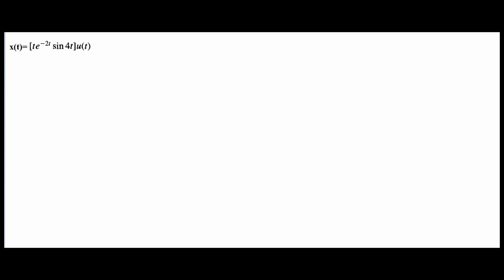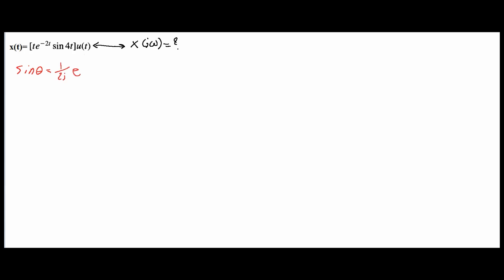In this problem, the signal x(t) is given and we are asked to compute its Fourier transform. To solve this problem, we first simplify the signal and rewrite it in a form whose Fourier transform is easier to compute. First, let's recall Euler's formula.